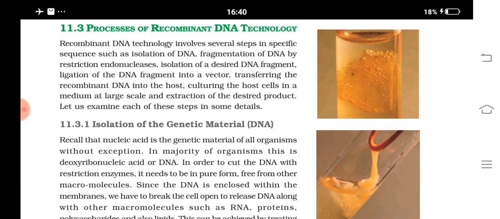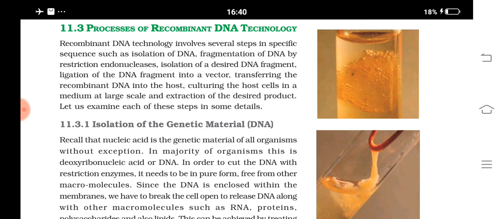And we have studied that there are vector methods. If it is a vector method, then we have to ligate into the vector, and then that vector should be transferred to the host. If not, there are also direct methods, we have studied, isn't it? Microinjection, and then biolistic method, etc. So by that method also we can introduce the recombinant DNA into the host.